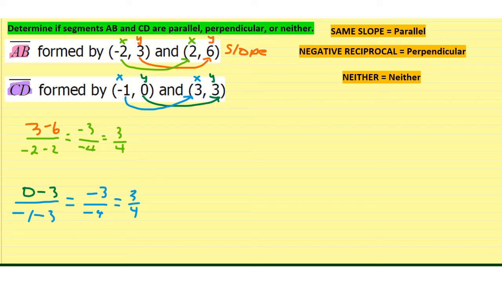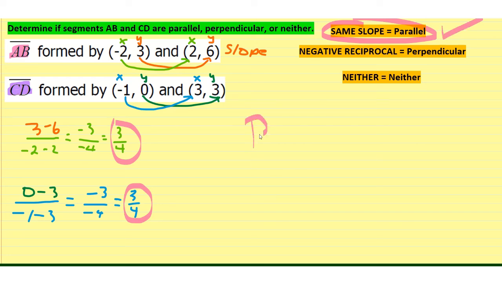So now we ask ourselves, are they the same slope? Well, 3/4 is the same as 3/4. So that means that they are parallel. These two line segments have the same slope, and that makes them parallel.